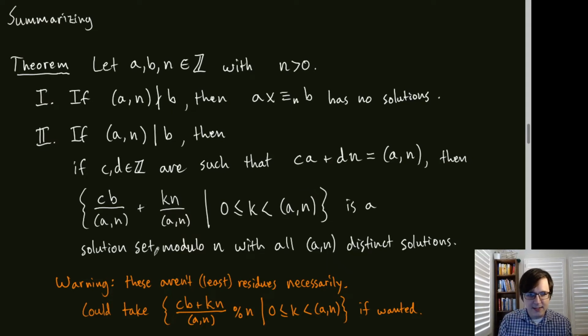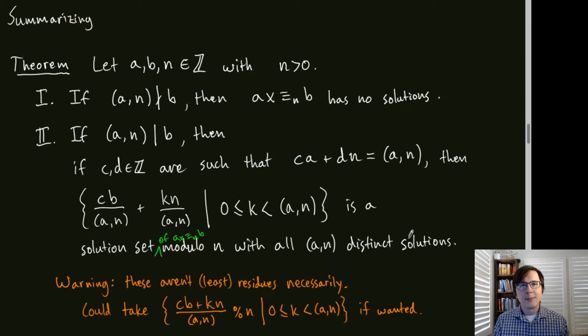And so that's, of course, a solution set of ax congruent mod n to b. And then the sense in which this is a solution set, well, it's a solution set modulo n, which, like before, I mean every solution to this congruence is congruent to one of these solutions, to exactly one of them in this set modulo n. And also everything in this set is a solution.